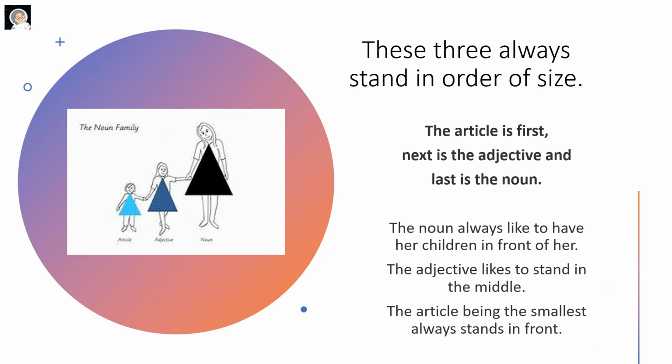These three always stand in order of size. The article is first, next is the adjective, and last is the noun. The noun always likes to have the children in front of her. The adjective likes to stand in the middle. The article, being the smallest, always stands in front.